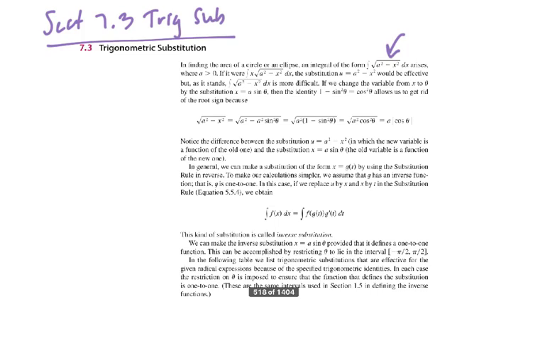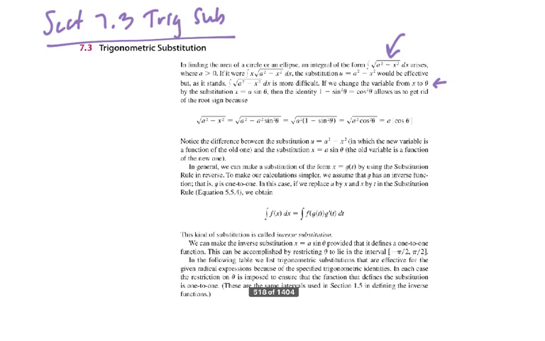So we have an integral of the square root of a squared minus x squared dx, where we have a circle or an ellipse, where a is greater than or equal to 0. If we had an x in there, then our u substitution would be easy, but without the x, it's much more difficult. So if we change the variable from x to theta, we can use x equals a sine theta, and the identity allows us to get rid of the root sign, and you can kind of see the manipulation there.